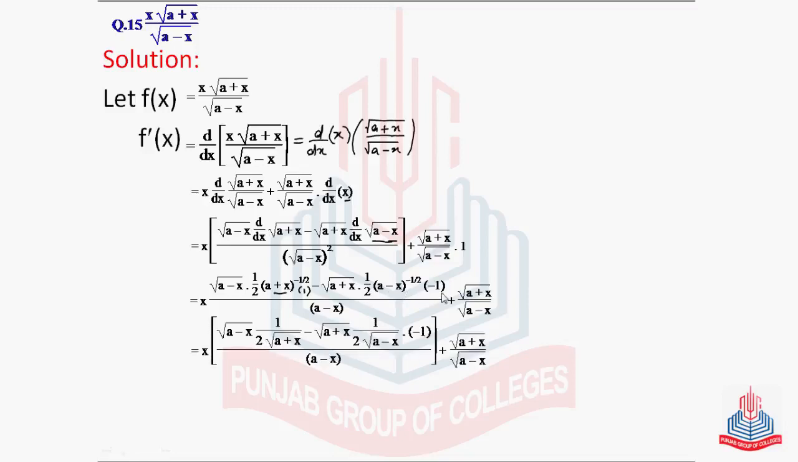So the next step will be x as it is. This denominator will be as it is. In the numerator, this will be (a minus x) square root, this 2, and this negative power will become positive by shifting it into the denominator, which can be written as square root (a plus x) minus this square root (a plus x), and again almost the same thing, (a minus x) square root, and this minus 1 will be as it is. Now we have again the x as it is, this second portion as it is, this a minus x, again the same thing.